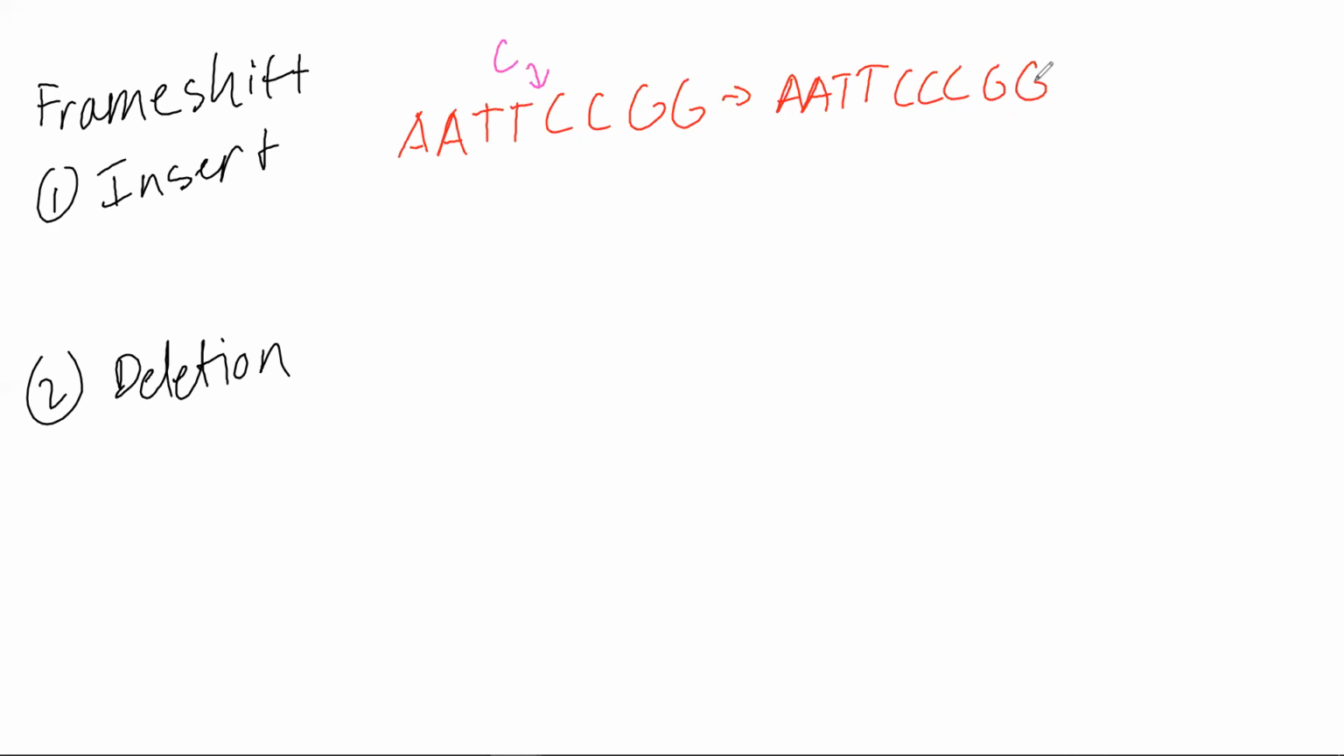Because in the old one, the codons were A, T, T, C, C, G, G. But in this new one, it is A, T, T, C, C, or wait a minute, A, T, T, C, C, G, G. Oh, wait a minute, have I screwed this up? Yeah, A, T, T, C, C.